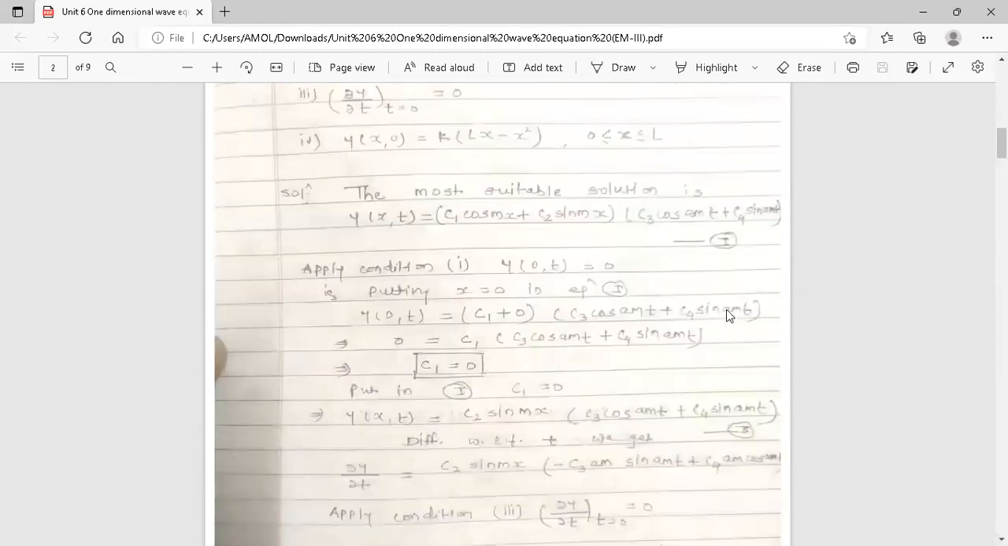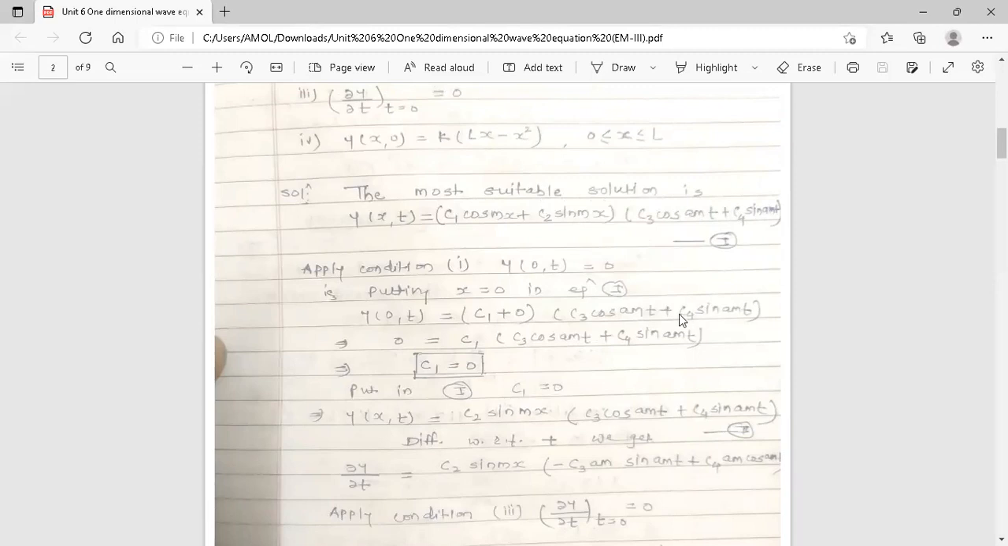Now we have considered the most suitable solution. Now apply condition one. First condition is y of 0 comma t is 0. Means you put x is equal to 0 in equation number 1. Then y of 0,t is equal to, now x is 0, so cos 0 is 1, so the first term will be C1 plus C2 into sin 0, because x is 0. Sin 0 is 0, so this second term is 0. So C1 plus 0. Another bracket, there are two terms and both are free from x. So the term as it is, C3 cos amt plus C4 sin amt.